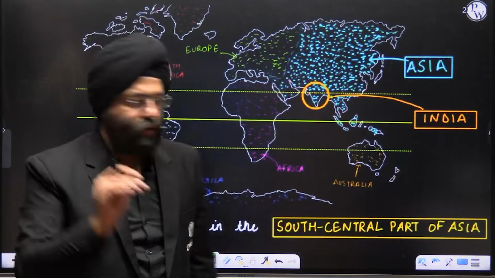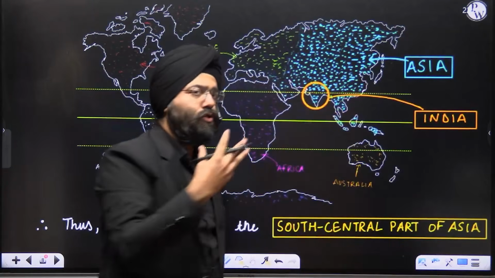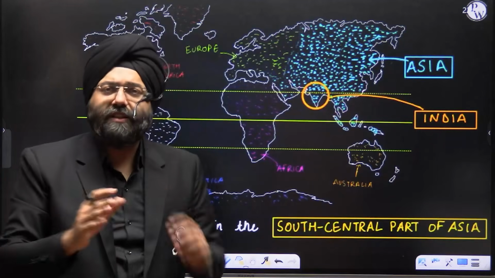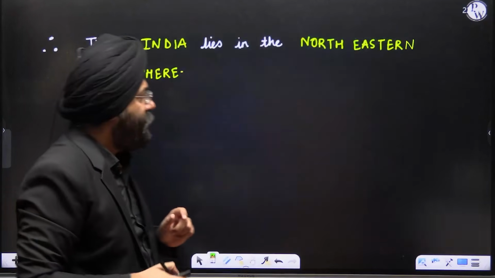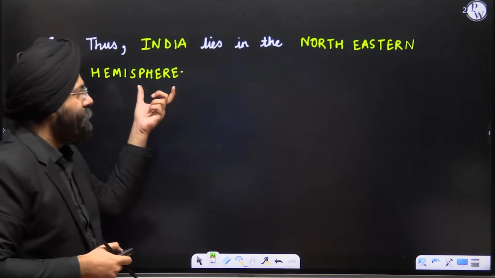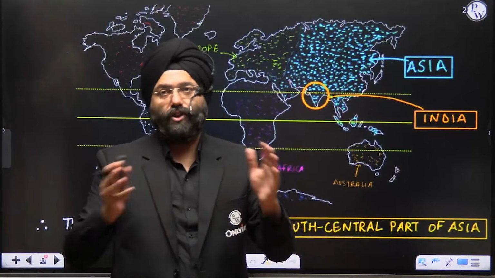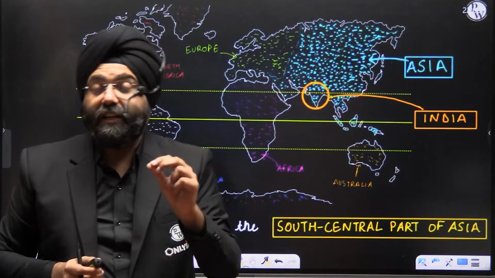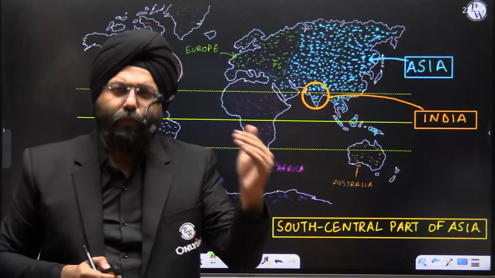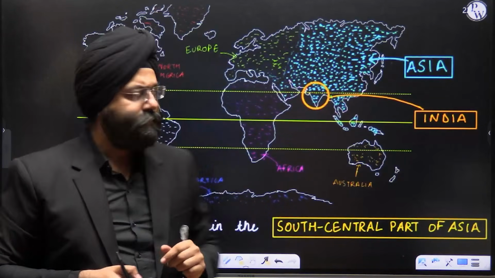So the exact location is the south central part of Asia, if you are referring to the location with respect to the continents. So we have studied two things. India is located in the northeastern hemisphere. Along with it, India is located in the south central part of Asia. These two things form a very basic premise of India's location. Let's move forward and analyze the various aspects associated with India.